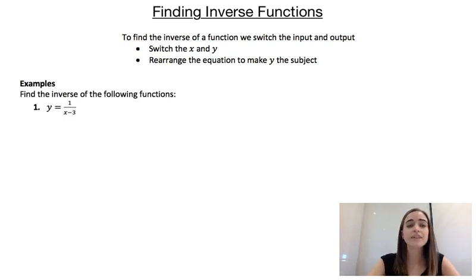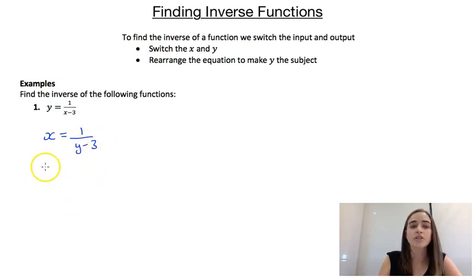If we have a look at an example, we're asked to find the inverse function. Our original function is y equals 1 over x minus 3. So to find our inverse, we're first going to rewrite it, but with x where y is and y where x is. So we're going to have x equals 1 over y minus 3. And then we want to rearrange this to make y the subject, because usually that's how we write our functions.